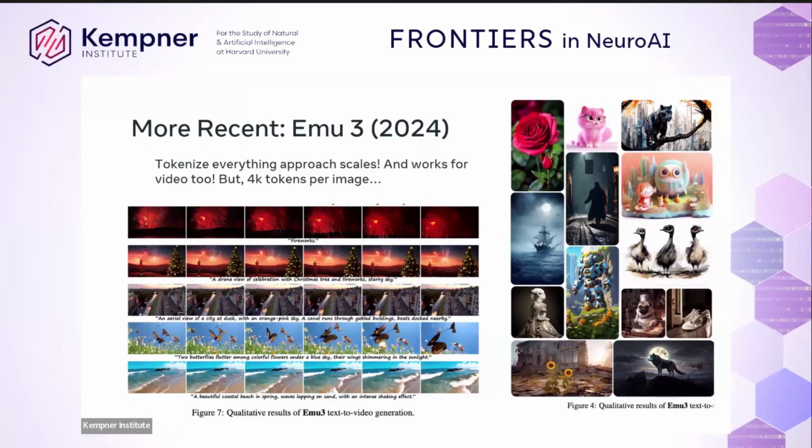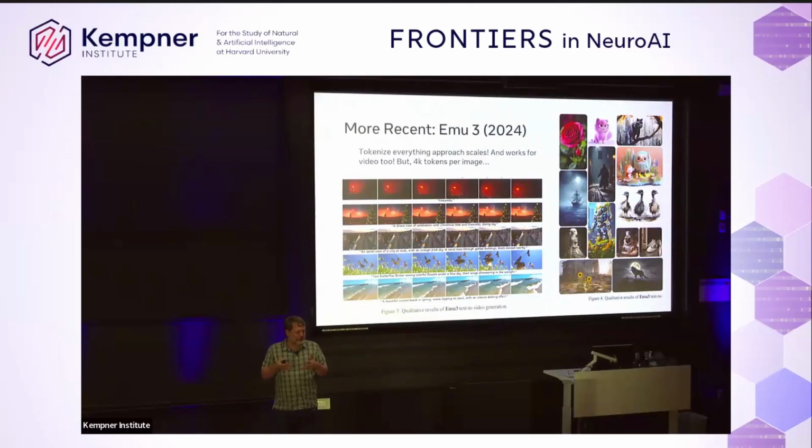So to get these beautiful images, they had to go up to 4,000 tokens per image. Right? And then imagine doing video with 4,000 tokens. I mean, of course, you do little chunks of images, but conceptually, video with 4,000 tokens just doesn't scale. Right? It's very, very general and beautiful, but it's not really that scalable.